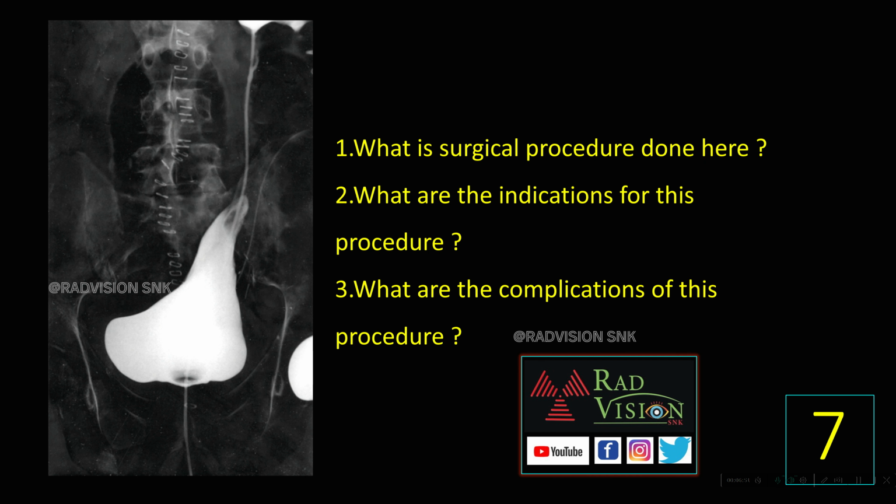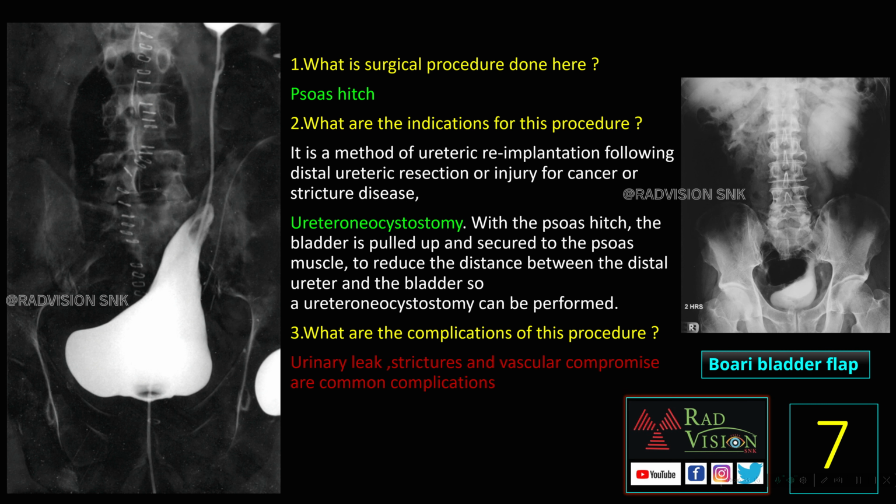Next, what is the surgical procedure done here? What are the indications and what are the complications? Here you can say this is a psoas hitch procedure, and one of the other counterparts is the Boari bladder flap. Both are done for ureteric reimplantation. This is a ureteric reimplantation following distal ureteric resection.